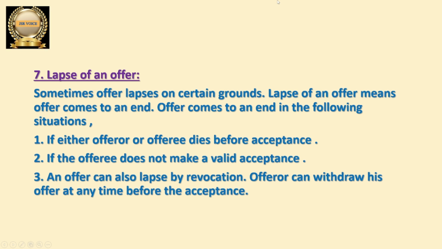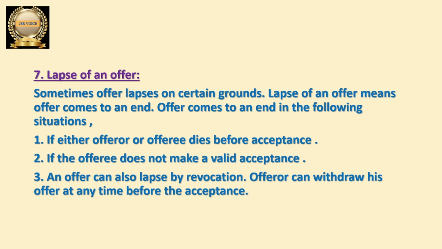Let us discuss the next one, lapse of an offer. Lapse of an offer is when an offer comes to an end. Sometimes an offer lapses on certain grounds. I'll read those situations. First point, if either the offerer or the offeree dies before acceptance. There are two parties, offerer and offeree. If any one party dies before acceptance, then that offer comes to an end. Second, if the offeree does not make a valid acceptance. If the offeree is not accepting properly and not giving valid acceptance, in that case the offer also comes to an end.